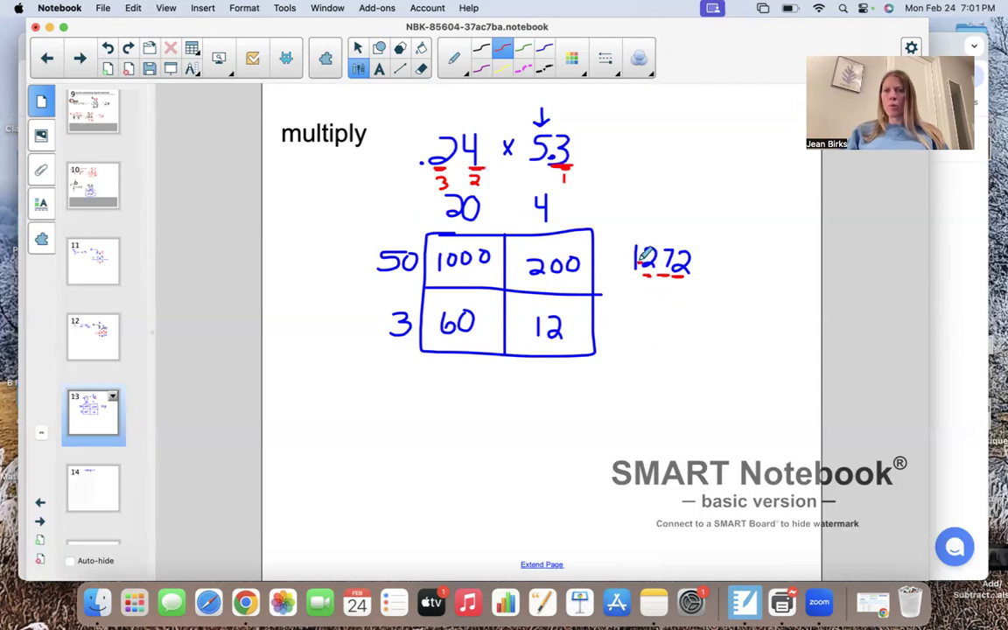So my answer is 1.273. Or for other people, they might go like this. They might look, hey, here's 1 jump, 2, 3, total of 3. 1, 2, 3. It goes right here. Okay, so that was day 3.